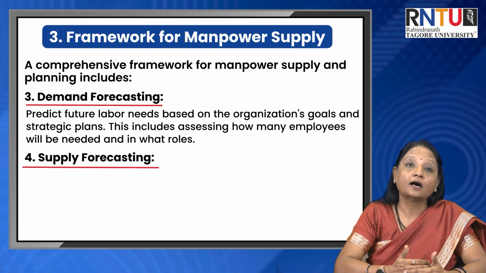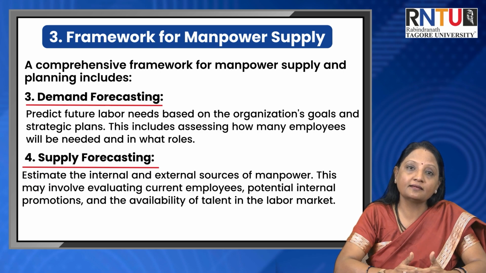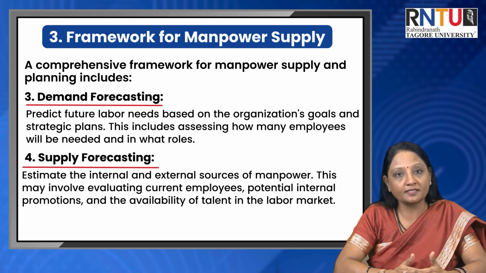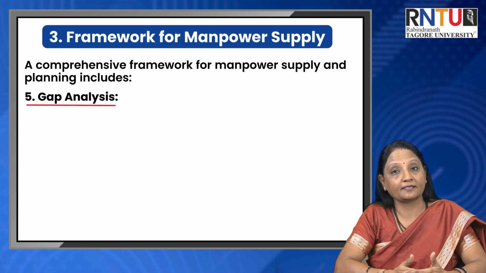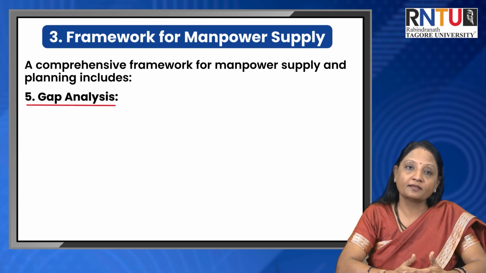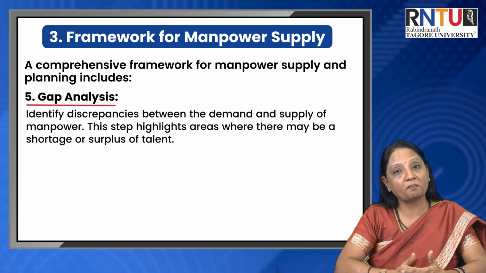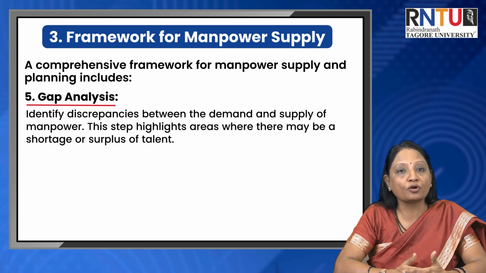The fourth one is supply forecasting. Estimate the internal and external sources of manpower. This may involve evaluating current employees, potential internal promotions and the availability of talent in the labor market. The fifth one is gap analysis. Identify discrepancies between the demand and supply of manpower. This step highlights areas where there may be a shortage or surplus of talent.